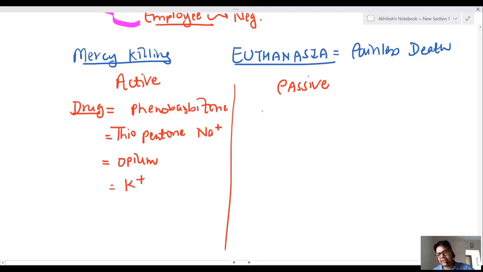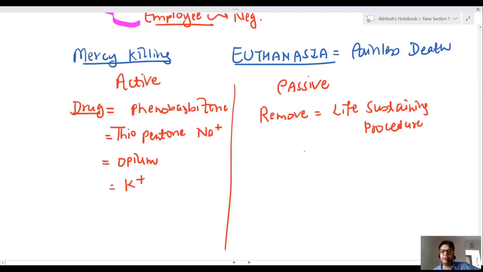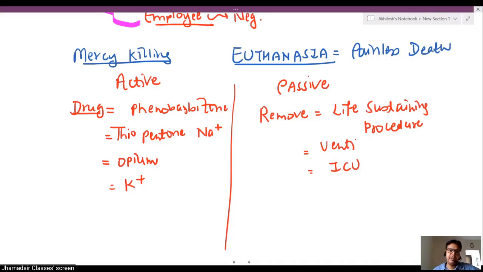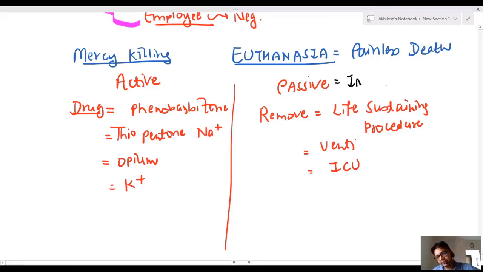Now, passive: you remove life-sustaining procedure, like a ventilator, like ICU. This is known as passive euthanasia. In India, only passive euthanasia is legalized.